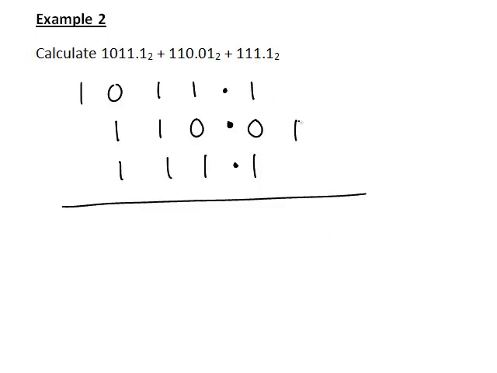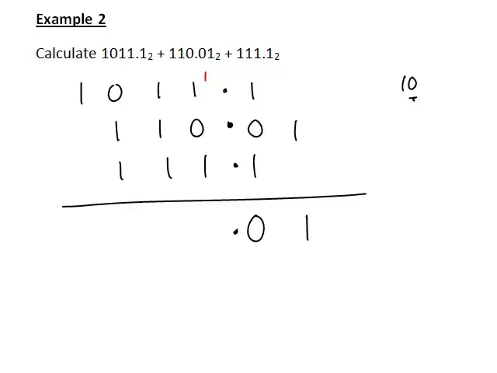So again, starting with the rightmost column, that's just 1, so that comes straight down. Next column, 1 plus 0 plus 1 equals 2, which we saw before was 10 in binary form. So again, bring down the 0 and carry the 1. So carrying the 1 into the next column gives us 1 plus 1 plus 0 plus 1, which is equal to 3.